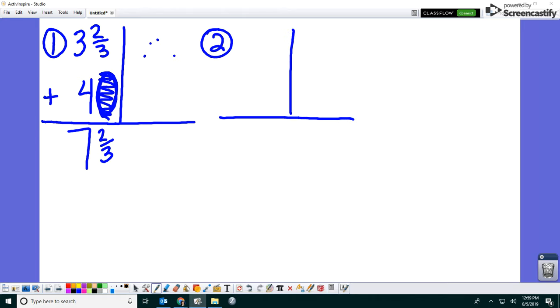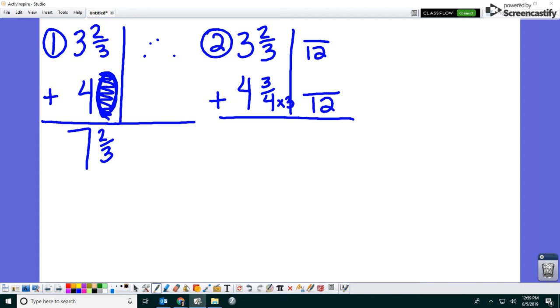All right, so what if we do have a fraction with that 4? We have 3 2/3 and 4 3/4. So we have denominators that are not the same. Just like when we were adding fractions, we need to find a common denominator. In this case, it's going to be 12. So my multiplier here is a 3. So that gives me 9/12 for the fraction on the bottom. And up here, I'm going to use a multiplier of 4. So that's going to get 8/12.